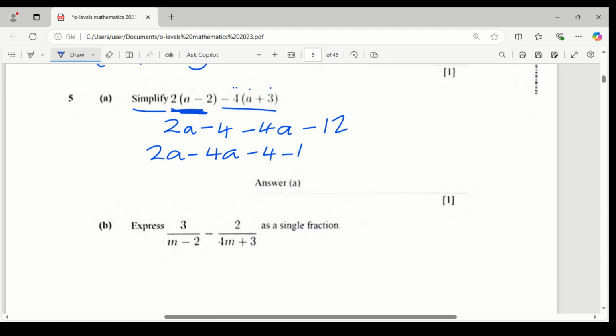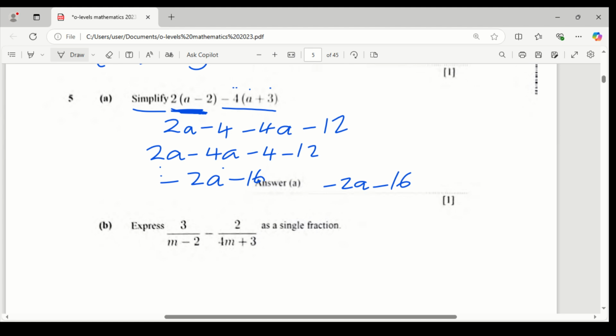So 2a minus 4a, we get minus 2a. Minus 4 minus 12 is minus 16. So our final answer will be minus 2a minus 16. We can move on to the next question.